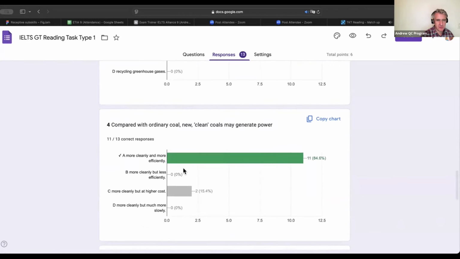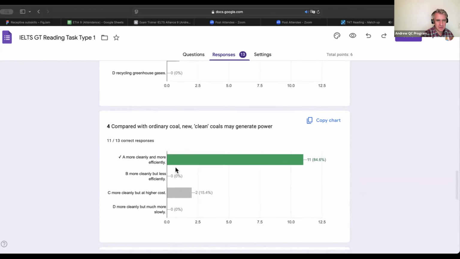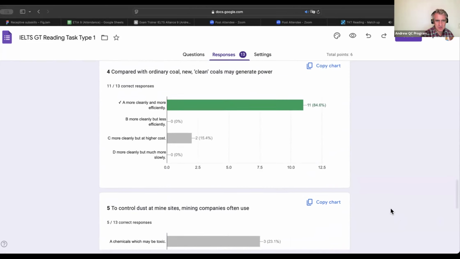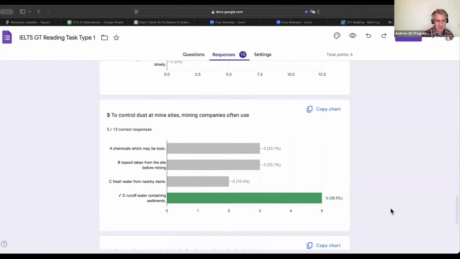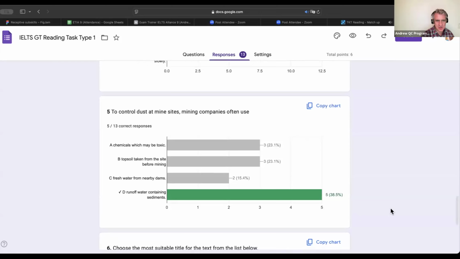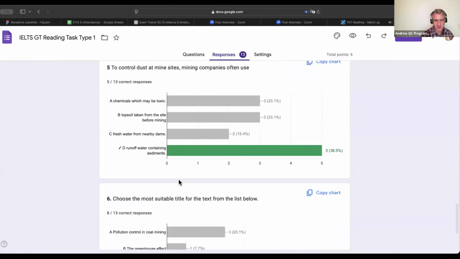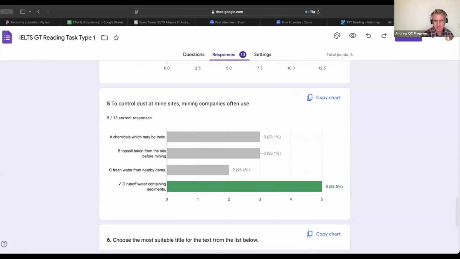Number 4, compared to ordinary coal, new clean coals may generate power more cleanly and more efficiently. Is the answer. Effectively, sorry, yes, effectively. And to control dust at mine sites, mining companies often use, yes, runoff water containing sediments. Much more variation there. Why was that? Why did we get so much more variation there in the answers?